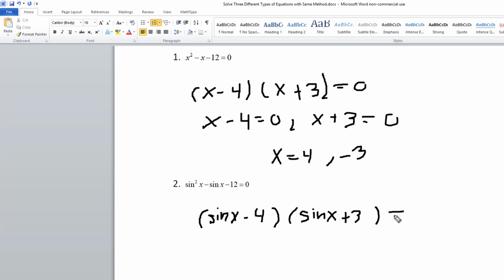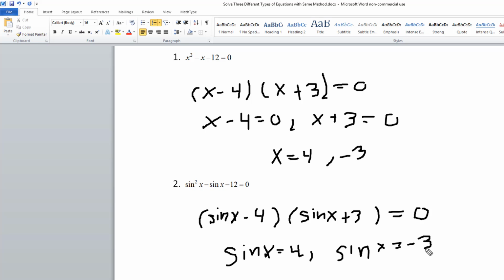And just like I did in number 1, the product of two factors is 0. It doesn't matter what's in the factors, whether it's variables or functions. The product of two factors is 0 if one or both of the factors are 0. So we set each factor equal to 0 and solve for the variable. In this case, we're solving for sine of x. So from the first factor, set equal to 0, I would get sine of x is equal to 4. And from the second one, we get sine of x is equal to negative 3.